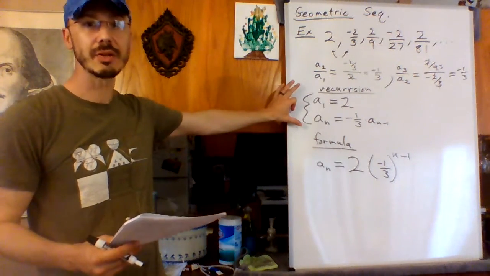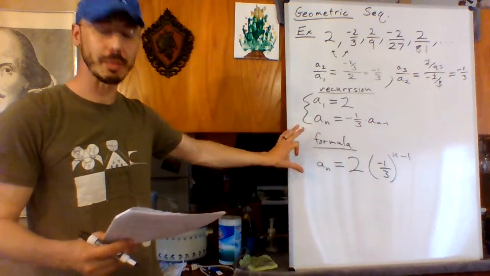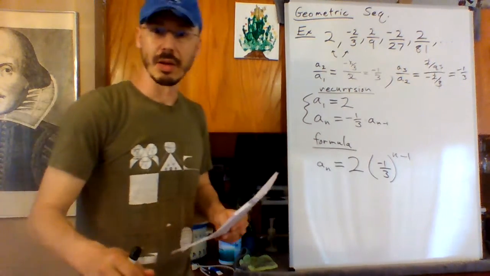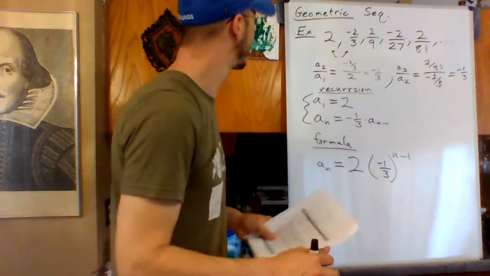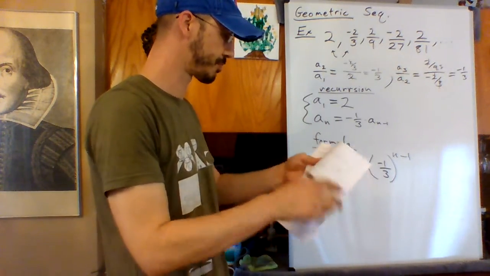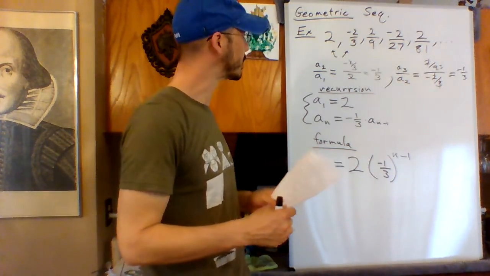I'm not sure if you can get there directly from this, but this is the closed form, or the formula, for the sequence. Now, I want to summarize a little bit the geometric and the arithmetic sequences before we go on to look at some limits.